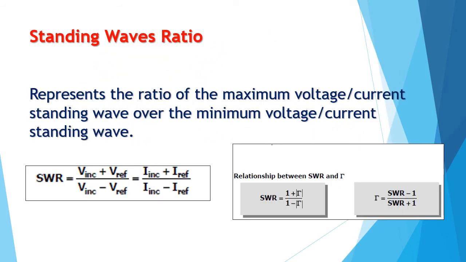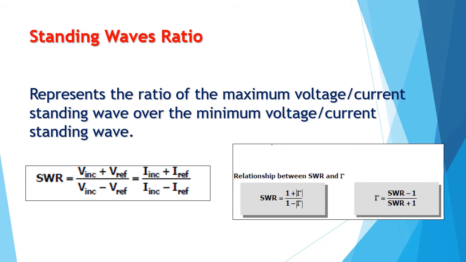Standing wave ratio. This is the ratio that represents the maximum voltage or current standing wave over the minimum voltage or current standing wave. This is the formula for standing wave ratio, or SWR. V sub ins plus V ref divided by V sub ins minus V ref. Or we can also express that in terms of current. We have I sub ins plus I sub ref divided by I sub ins minus I sub ref.